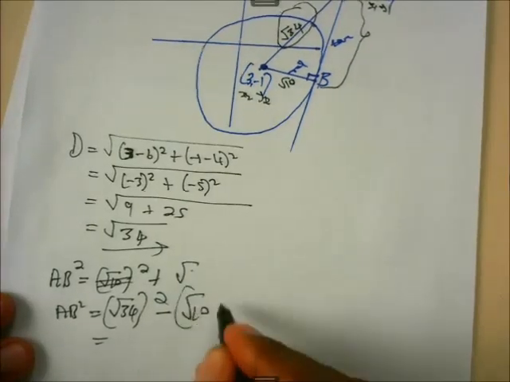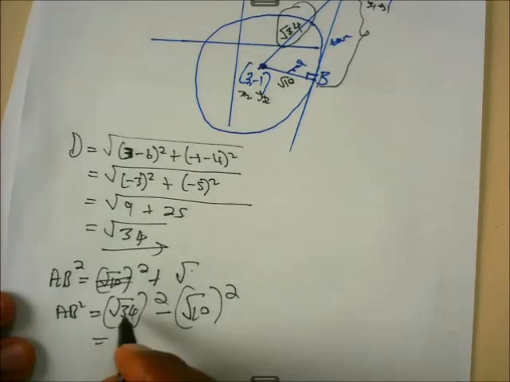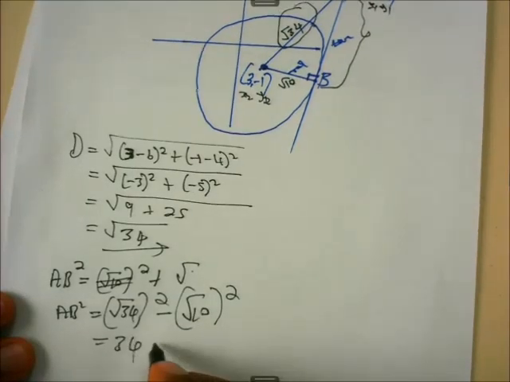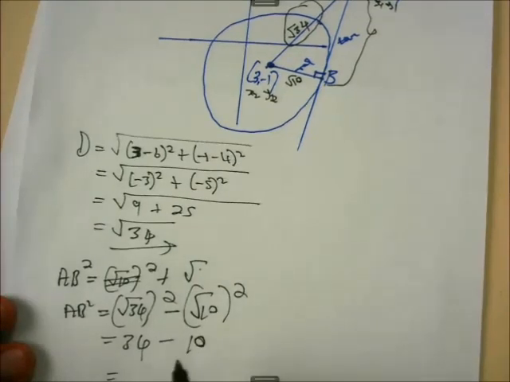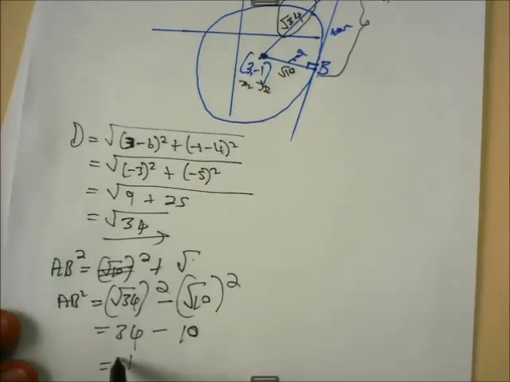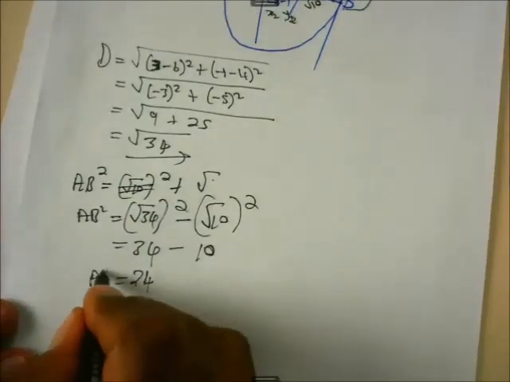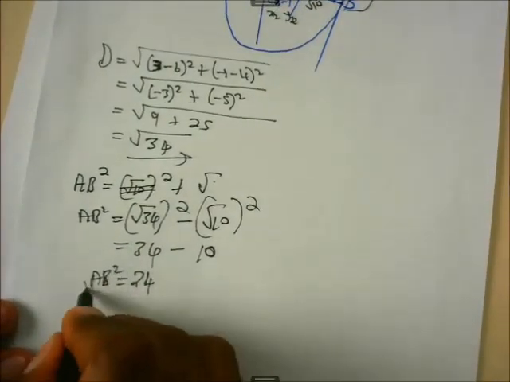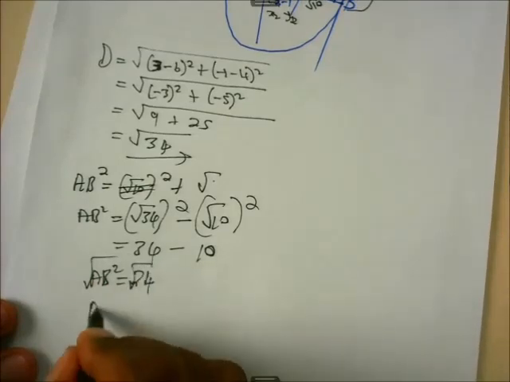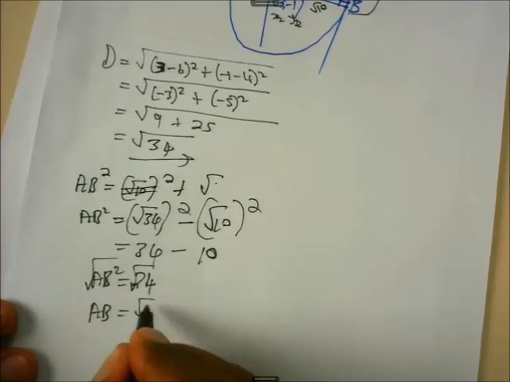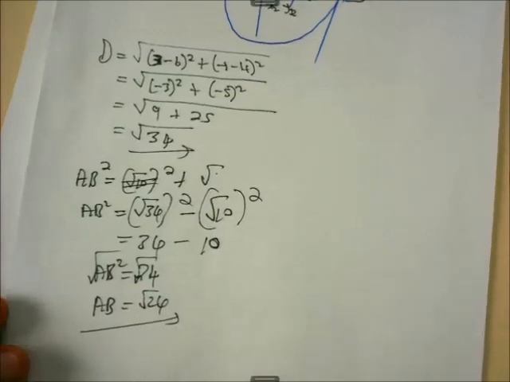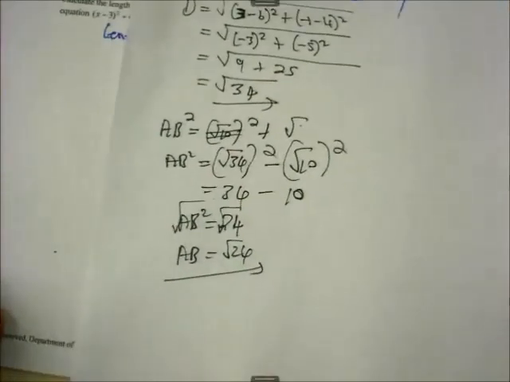Right, now we square everything here. The square root of 34 squared is 34, minus the square root of 10 squared, which is 10. Therefore, 34 minus 10 is what? That is 24. Therefore, AB squared is equal to 24. Then apply the square root on both sides. Then AB is equal to the square root of 24.